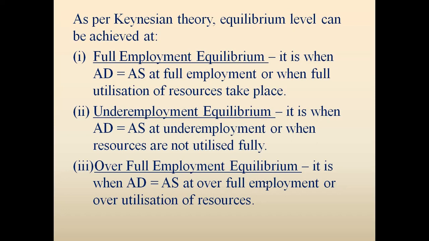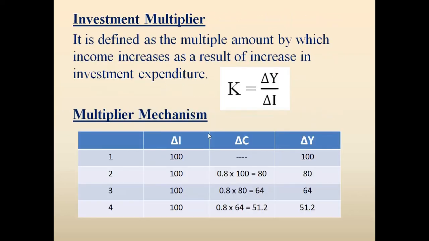And this underemployment also is not good, by the way, because if the underemployment situation happens, then there will be the problem of unemployment in our country. And the resources will not be fully utilized. And remember that these conditions are suggested by J.M. Keynes, the father of macroeconomics. You should remember that part. Now, investment multiplier, I'll discuss this in the next video.